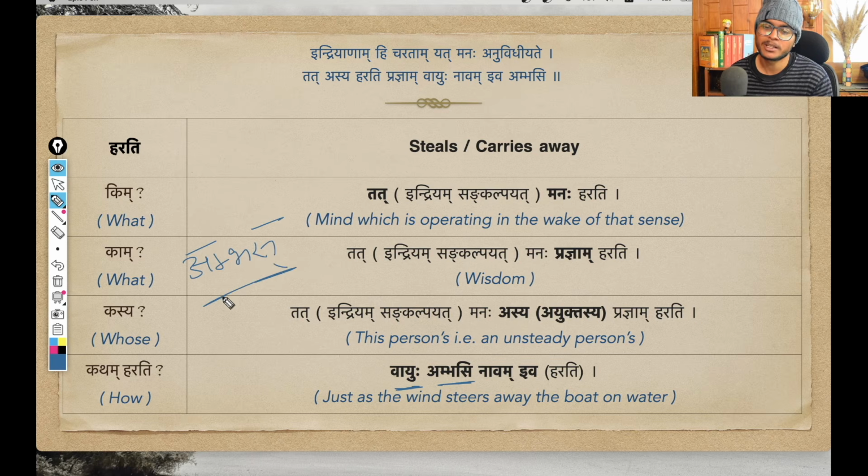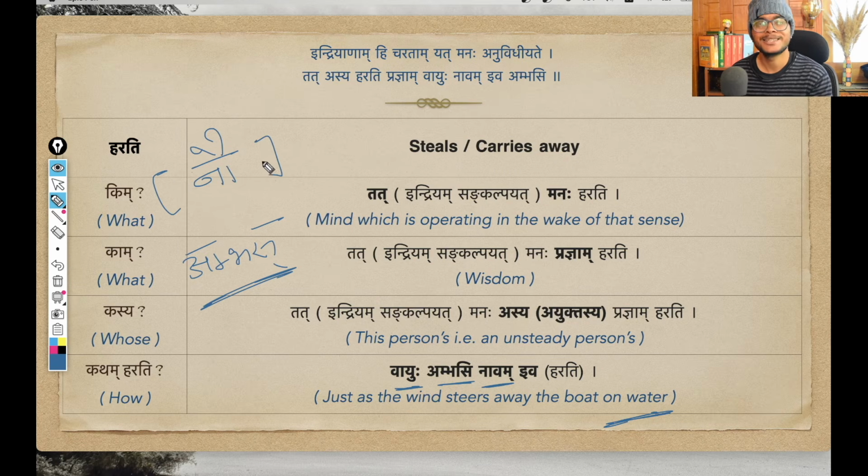It is a Sakaranta Pratipadika. Ambhas means water. Ambhasi, this is the Saptami Vibhakti Ekvachanam. So on water, because the boats are running on water. And Navam. So this is coming from an Aukaranta Pratipadika. This is an Aukaranta, a Strilinga Shabda, and this means boat.